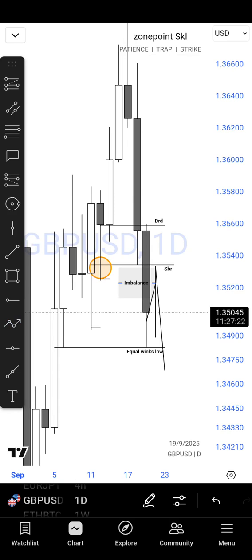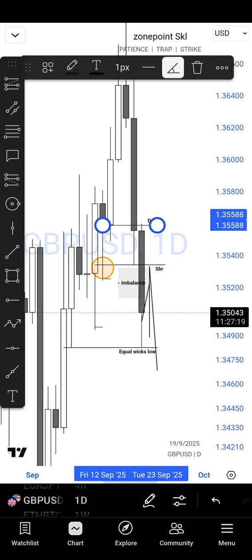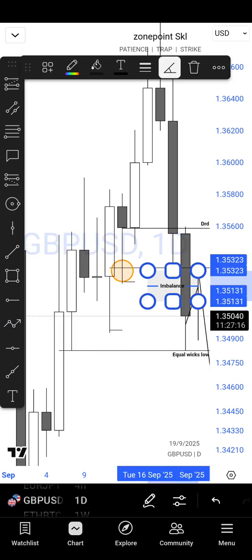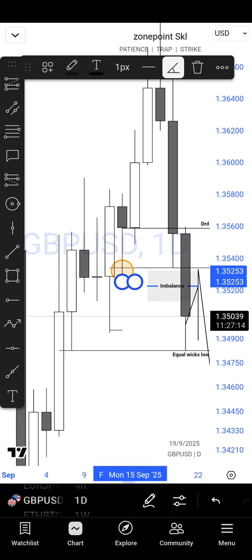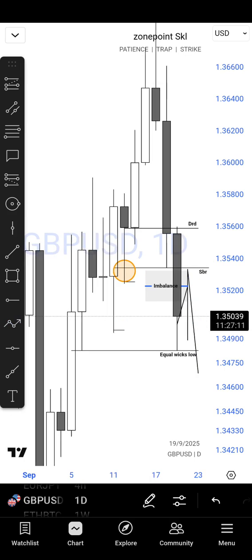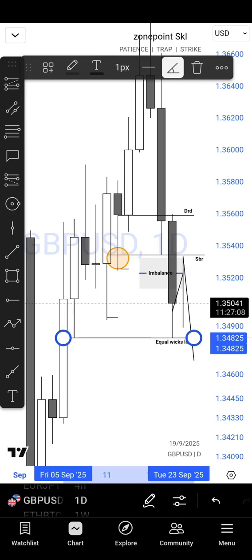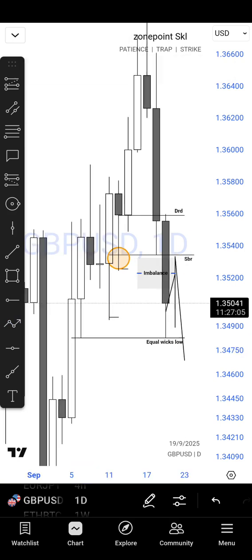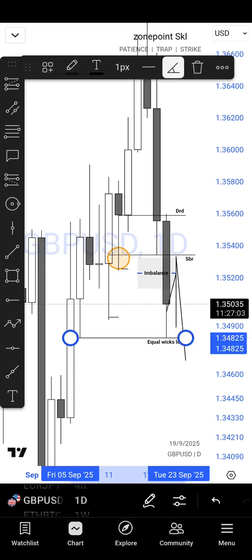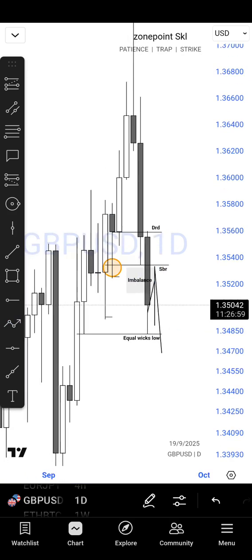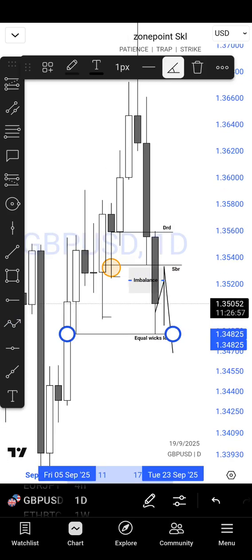Around here, we see that price rejected from here and took out the first week low, took out this last week low also, and instead it created an equal week low, which tells us that it created a form of liquidity that price is still coming to take out.